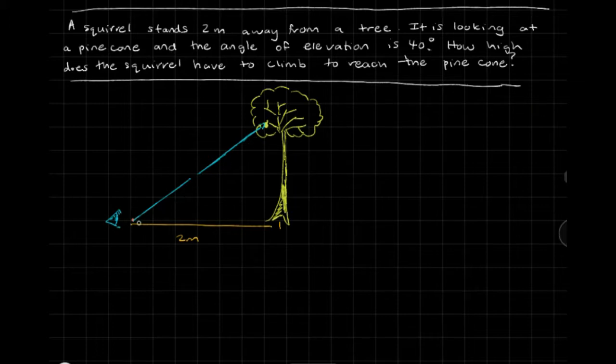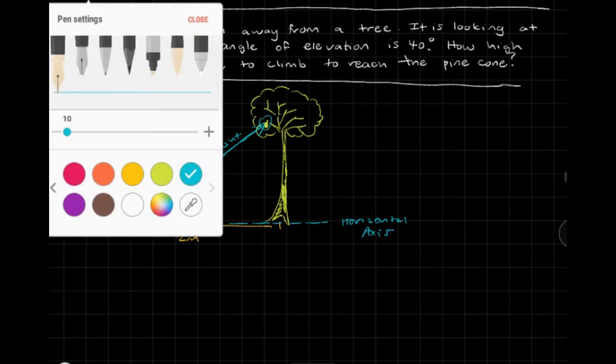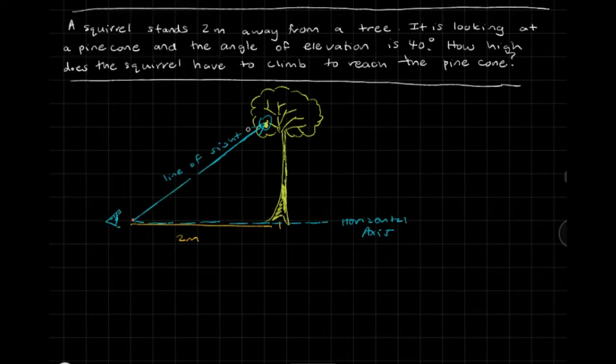So in this case, you can see that this is the horizontal axis, or this is basically the original eye level of the squirrel, right? And then this here is the line of sight. This is the physical distance between the squirrel, a diagonal distance between the squirrel and the pine cone. So the pine cone's here, right? And what we're trying to do here is it's trying to climb up the tree. Well, how high up the tree is this pine cone is what it's asking. Because it's a height, it should be a 90-degree angle. Okay, so we know this is 2 meters.